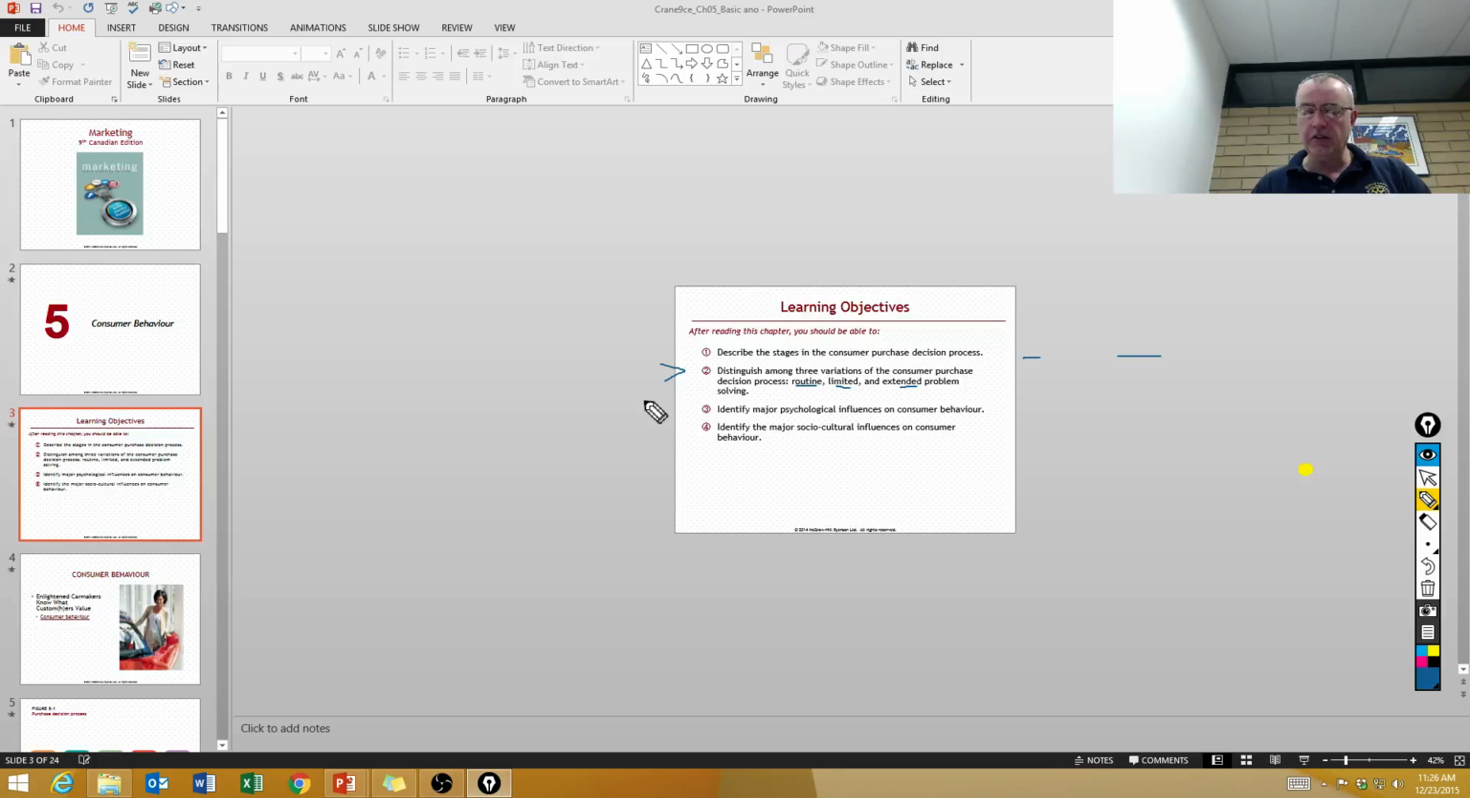And then we have a list of 4 different types of influences on the consumer purchase decision process. We have situational influences, we have psychological influences, we have socio-cultural influences, and then we have the influences of the marketing mix, otherwise known as the 4 Ps, and we deal with the influence of the marketing mix in chapters 10 through 18, but we do deal with the rest of them in this chapter.